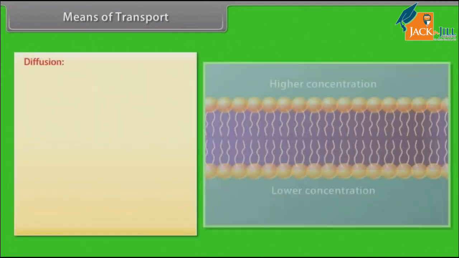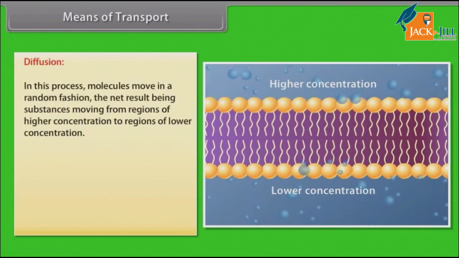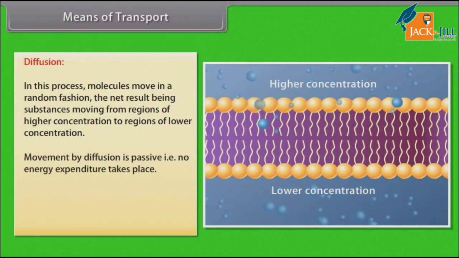Means of transport. Let us start with the diffusion process. Diffusion is a slow process and is not dependent on a living system. In diffusion, molecules move in a random fashion, the net result being substances moving from regions of higher concentration to regions of lower concentration. Movement by diffusion is passive and may be from one part of the cell to the other, or from cell to cell, or over short distances, say from the intercellular spaces of the leaf to the outside. No energy expenditure takes place.